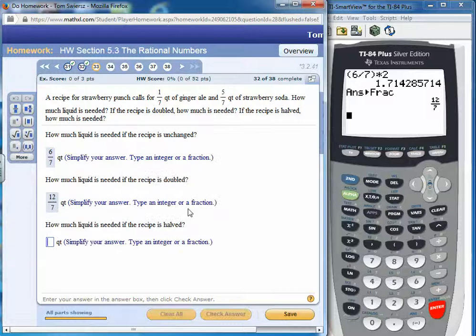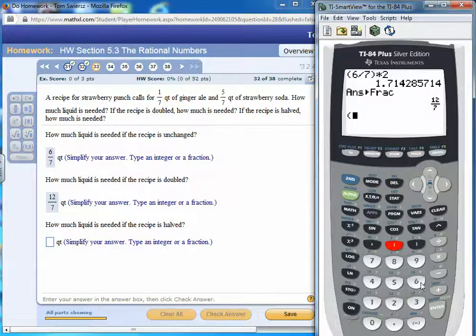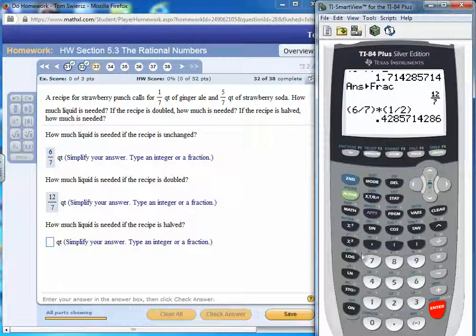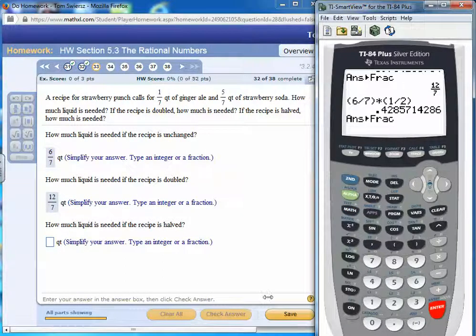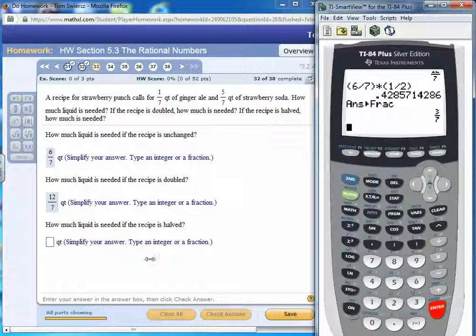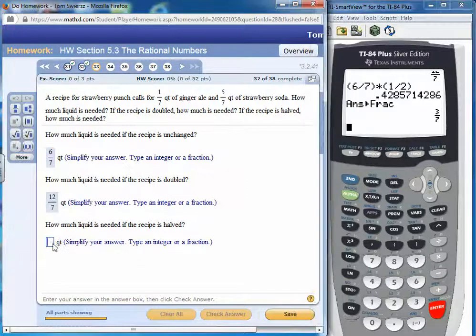Okay, and if the recipe is halved, we're going to take it and multiply by a half, right? So this time we'll take the original 6 over 7, multiply by 1 divided by 2, which represents 1/2. And we can go to Math, hit enter twice to get our answer as a fraction, which would be 3/7.